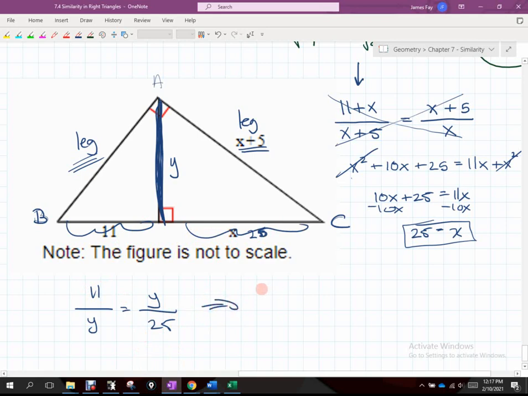So can I then say that y squared equals 25 times 11? So y will then be, if I square root both those, 5 radical 11. Is that okay? So that will be y. Let me ask you this, though. Do we have another way of doing that?